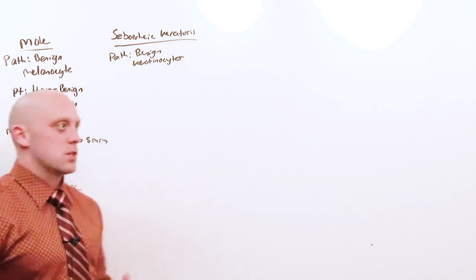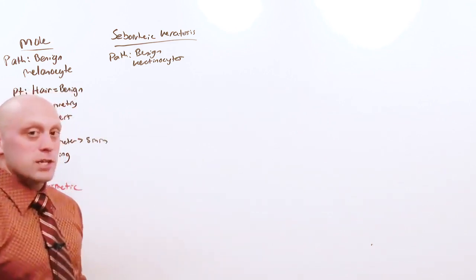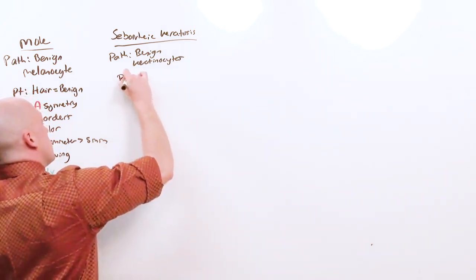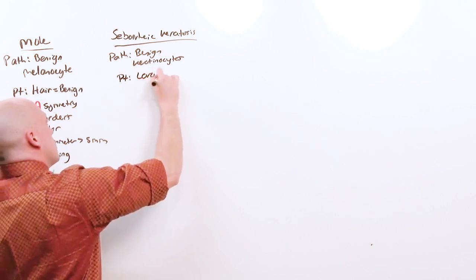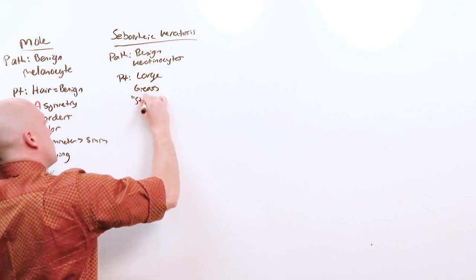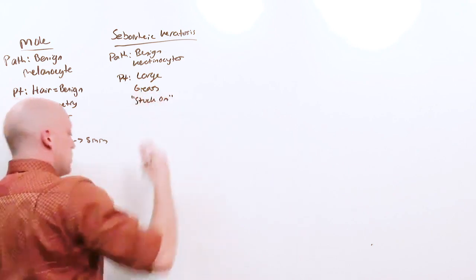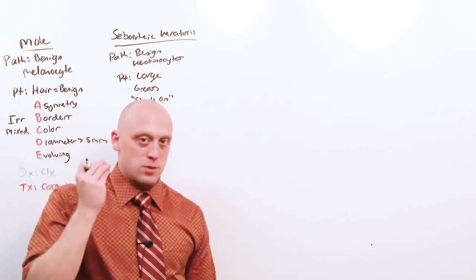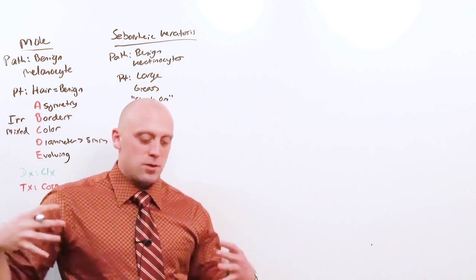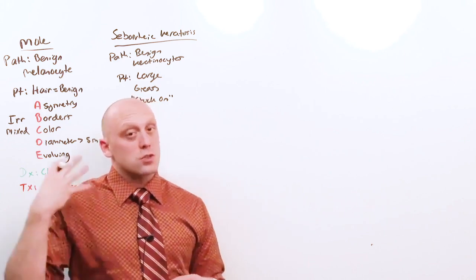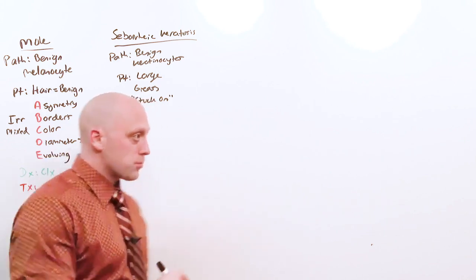Seborrheic keratosis is just a marker of aging. It's benign and it's made of keratinocytes. It's going to be large, greasy, and it looks stuck on. What does stuck on mean? It looks like someone just picked something up off the ground, rubbed it in some glue, and stuck it on someone's face. It doesn't have interconnections with the surrounding skin. It does, it just doesn't look like it from the outside.